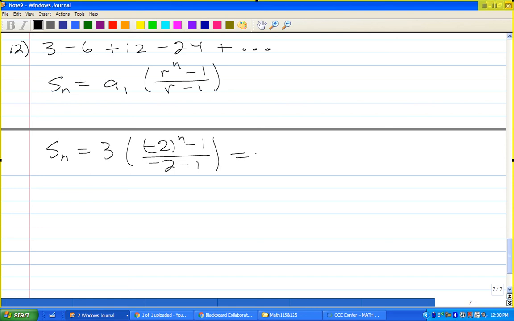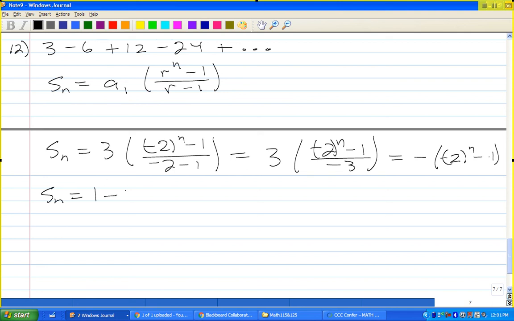Okay, so let's simplify this. Well, negative 2 minus 1 is negative 3. So dividing 3 divided by negative 3 is negative 1. And so let me change all the signs. So I get S sub n is equal to 1 minus negative 2 to the n.